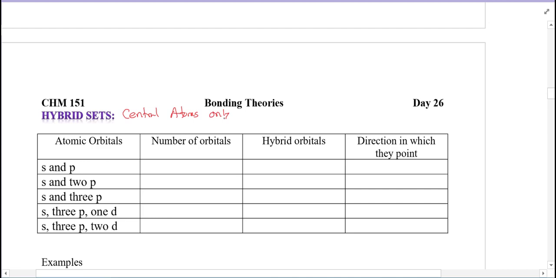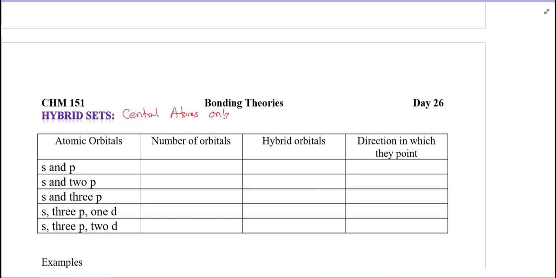Our book says only central atoms hybridize. Is there debate about this? Yes. Where you have an organic chemistry instructor that probably tells you that the terminal ones do, most likely. For our class, our book says only the central atoms hybridize, so we're going to go with that.